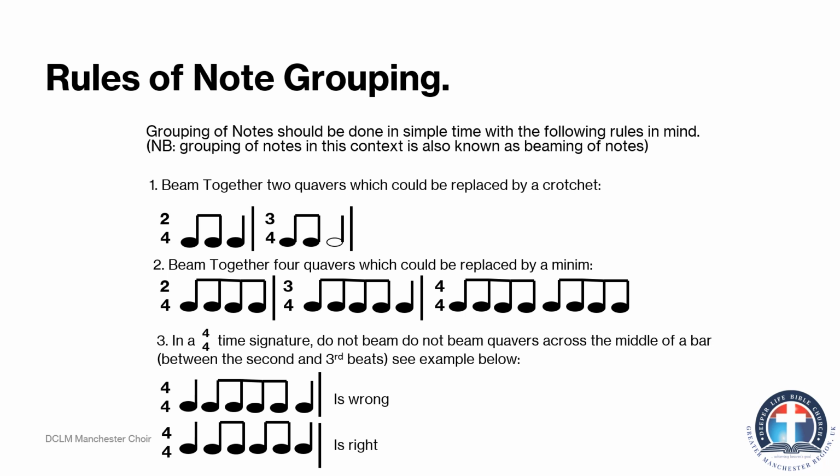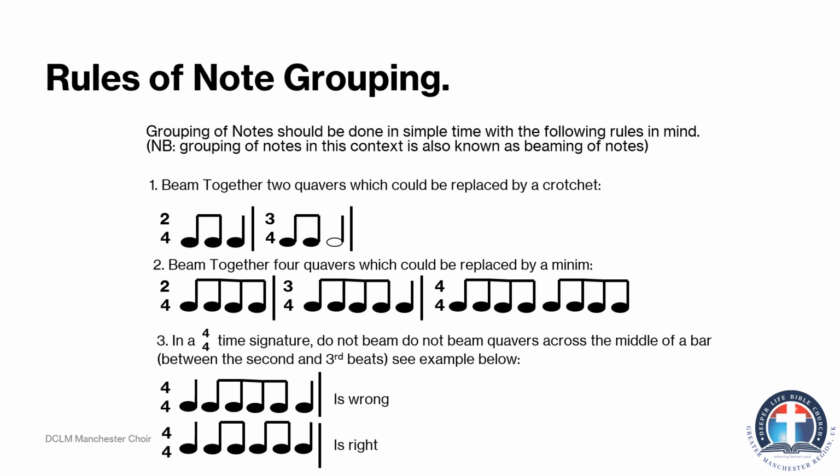So you can see in the third point, it says in a 4/4 time signature, do not beam quavers across the middle of a bar. That means don't beam quavers between the second and third beats. You must take note of that.